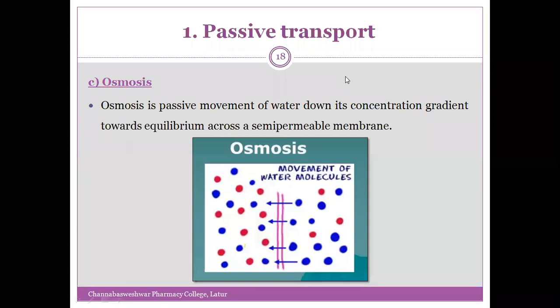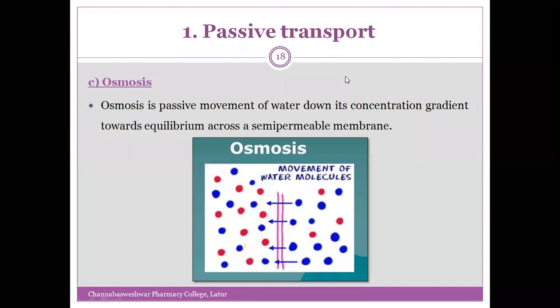Osmosis is a passive movement of water down its concentration gradient towards equilibrium across a semi-permeable membrane. Again, it is from higher concentration to lower concentration, which can easily cross the membrane, because our plasma membrane is made up of a phospholipid bilayer, and it has tiny pores in between the phospholipids. So water and alcohol can easily cross that membrane, and are transported through osmosis.